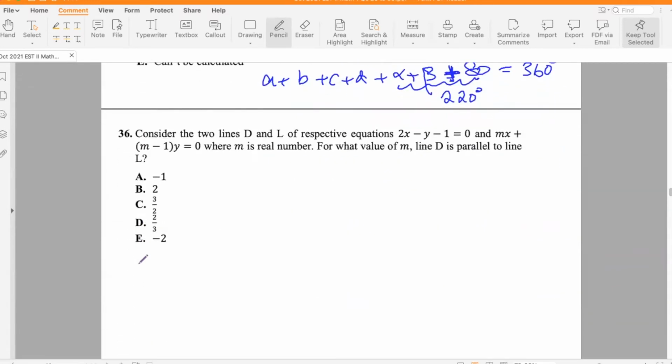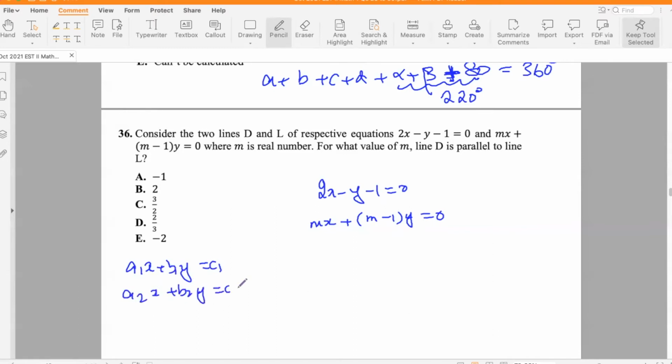Consider the two lines D and L of respective equations 2x minus y minus 1 is 0 and mx plus (m minus 1)y is 0, where m is a real number. For what value of m will the lines be parallel? So if we write the lines in the format a1x plus b1y is c1 and a2x plus b2y is c2, then for them to be parallel, a1 by a2 should be equal to b1 by b2, and that should not be equal to c1 by c2.